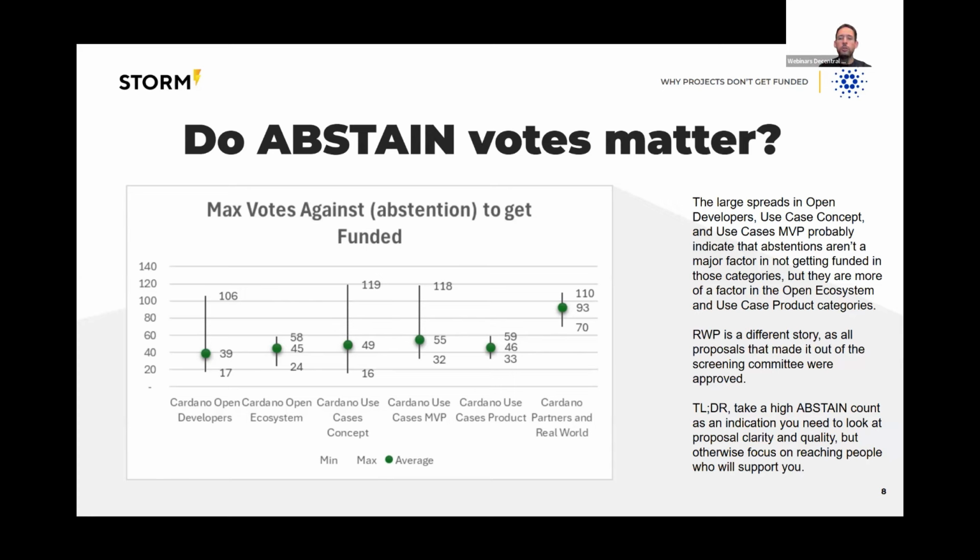The real world proposal partnerships category was a little bit different, both because it went through a committee process before getting voted on, and also because the funding was so much bigger that it attracted a lot more attention. But you can see that that was also a category in which a large number of abstain votes, comparatively to the minimum, did have an impact and was an indication that you probably weren't going to get funded.